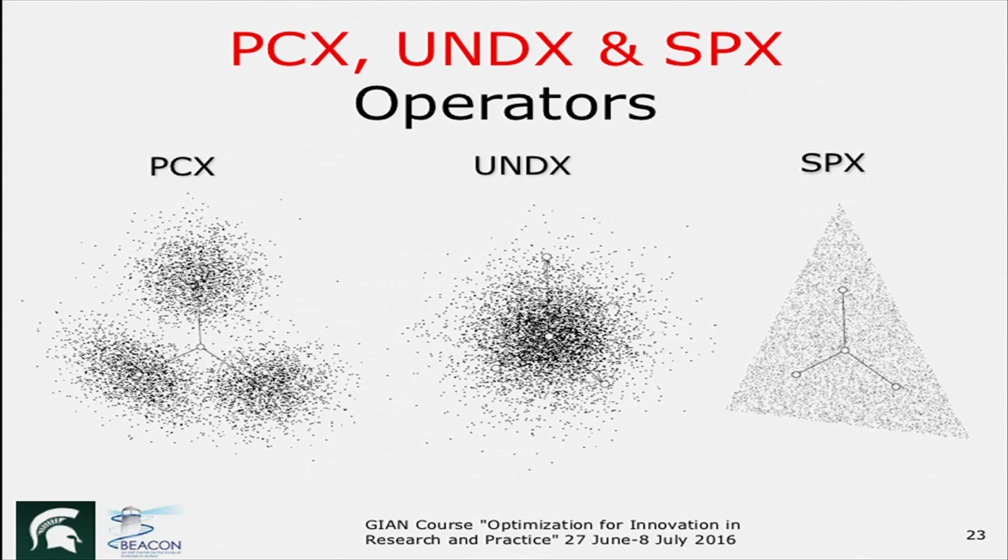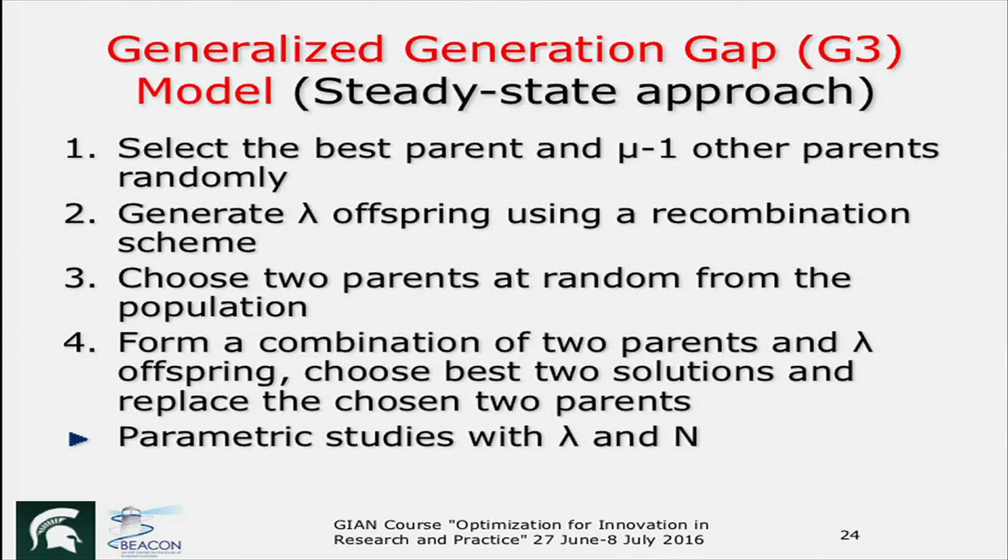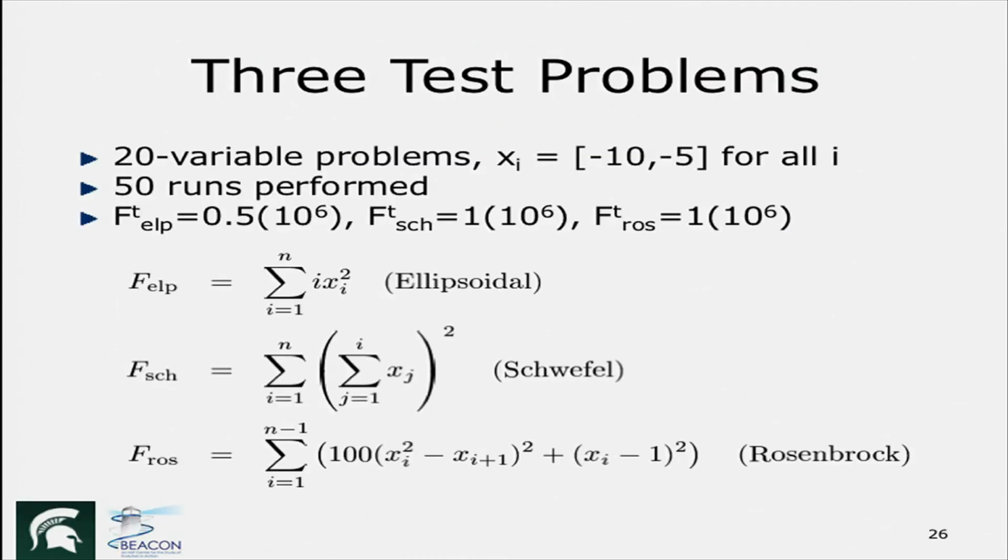So I think a switch from PCX to UNDX as we go with generations is a very good idea, which we have done later on and showed much better performance. Is that clear? The difference between mean-centric and parent-centric and when we should do what? Okay, I'm going to skip now some of these things.